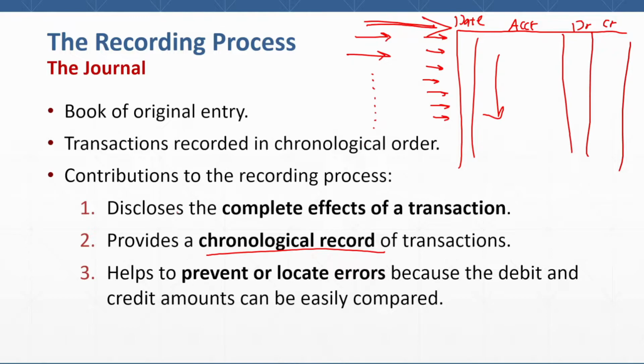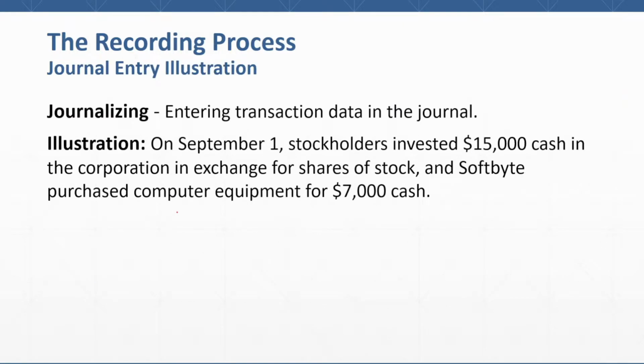And that's it. It is our journal. It is a sheet that shows all the transactions one after the other. So let's see how it works with an example. You are going to journalize a transaction. Journalizing means to enter transaction data in the journal sheet.